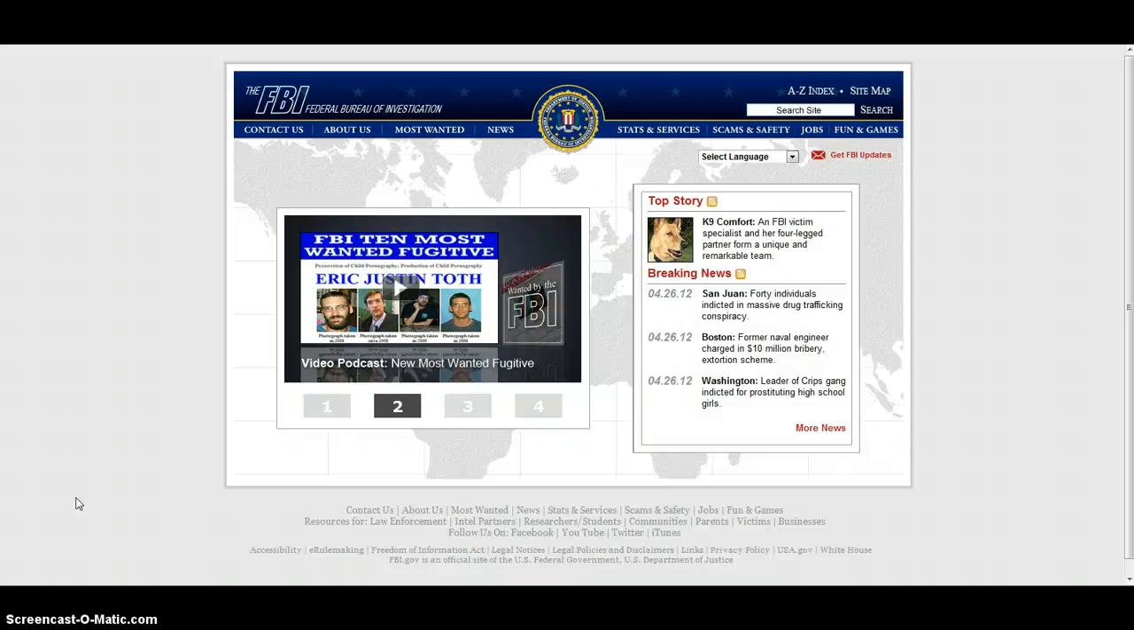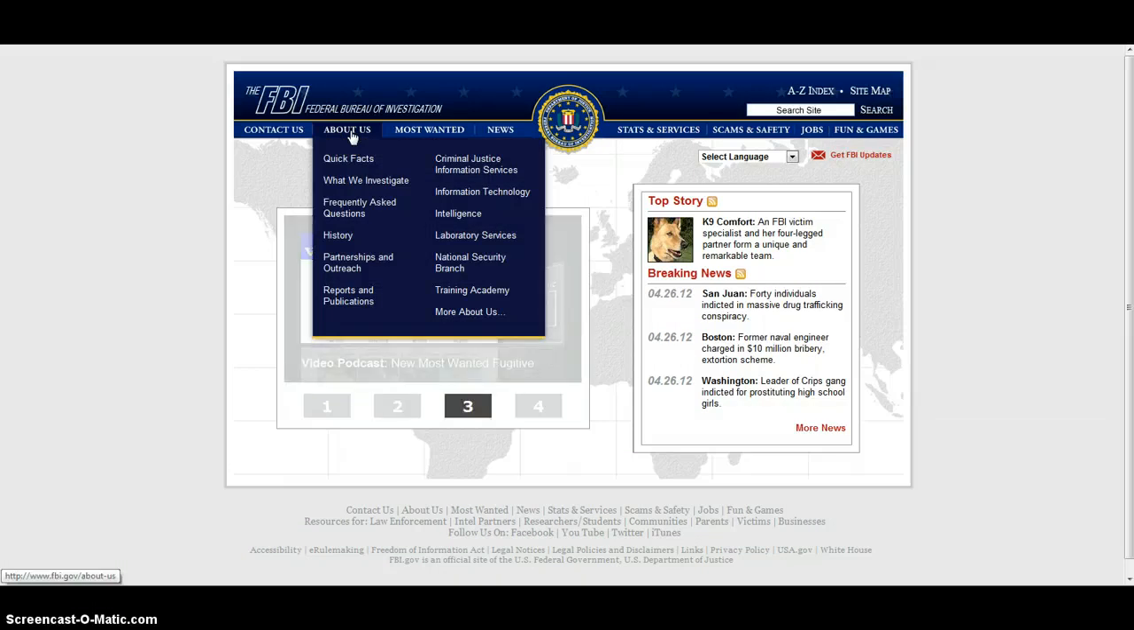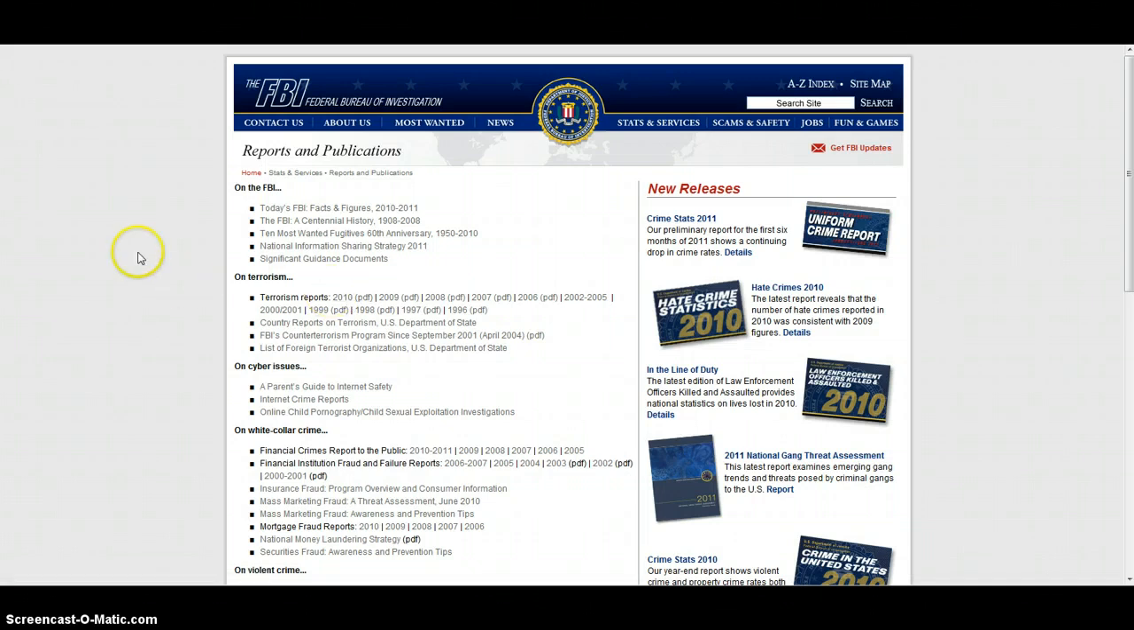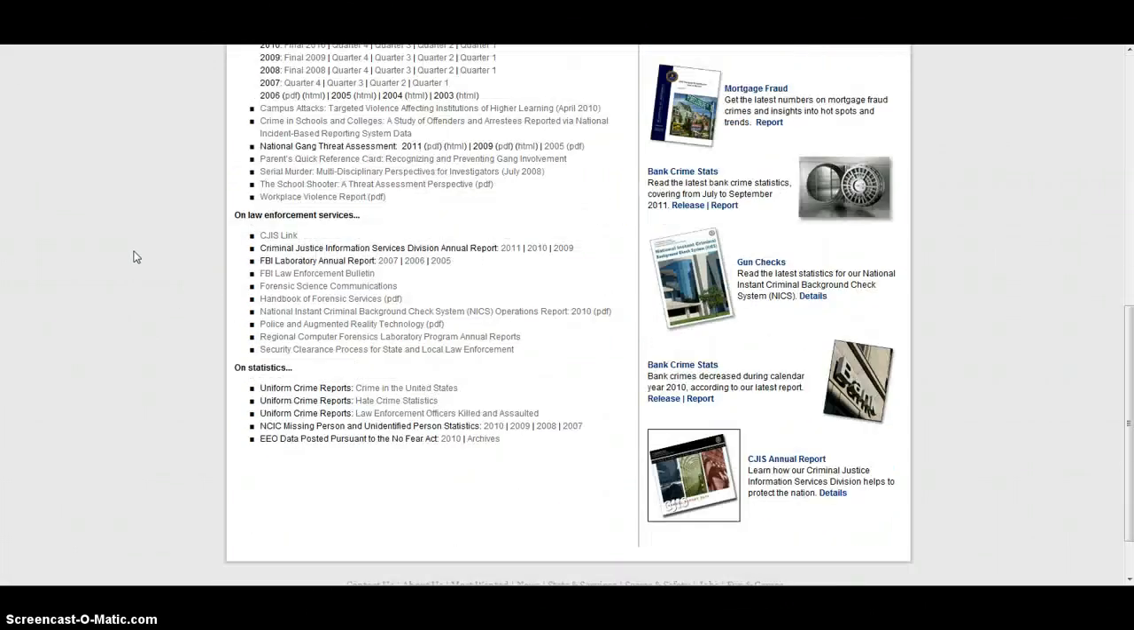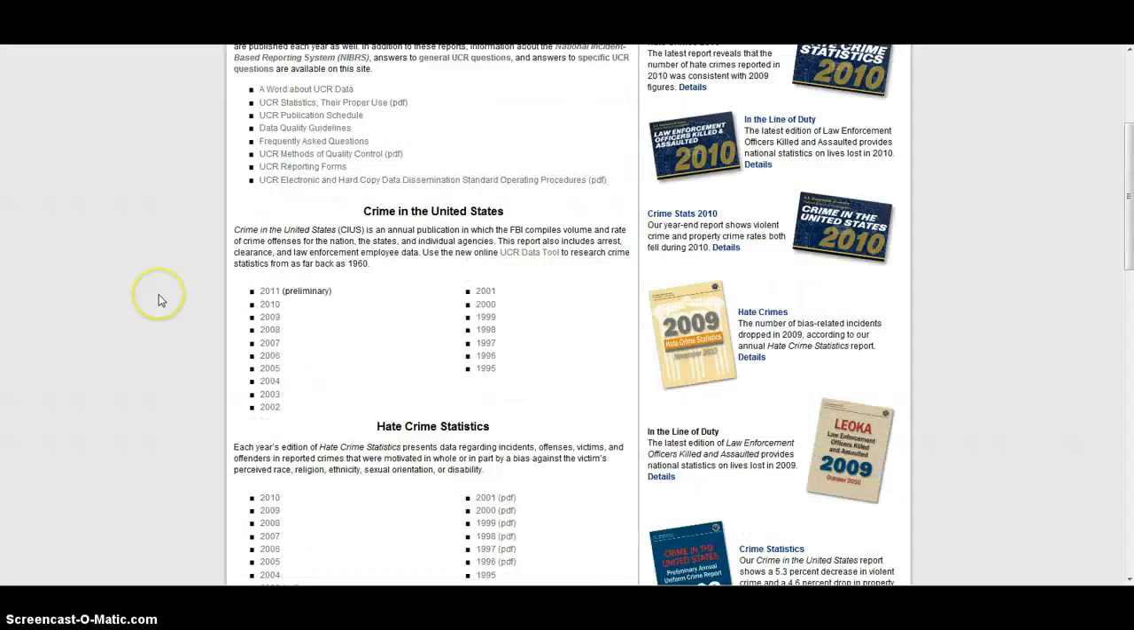As stated, the FBI is the agency that compiles this report, and so if you go to the FBI's homepage, which is fbi.gov, under the About Us section, you'll find a link to the UCR under the Reports and Publications information. If you scroll to the bottom with the statistics here, you can see Uniform Crime Reports listed, along with the other types of reports that they do.